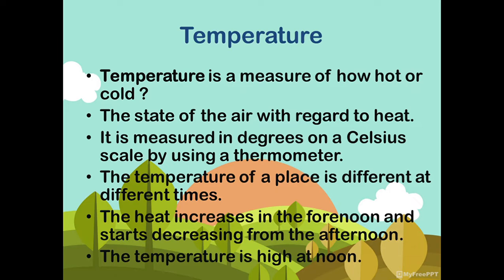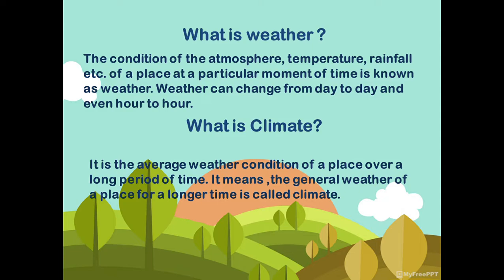The heat increases in the forenoon and starts decreasing from the afternoon. The temperature is high at noon. You already know that the temperature is high at noon time. Let's discuss weather and climate.